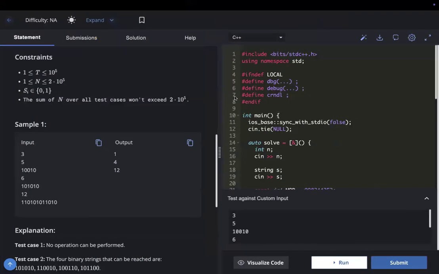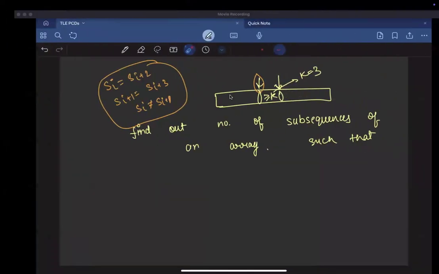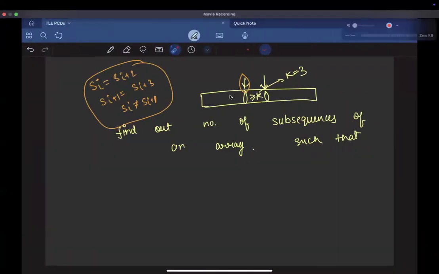I told you about the normal problem in general. The normal problem is that you would be given an array. You have to find the number of subsequences, or some information regarding the subsequences, where there is a condition that for the subsequences, every two consecutive elements must be at least k indices apart. This is a very, very standard problem.